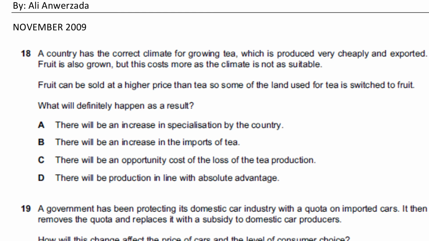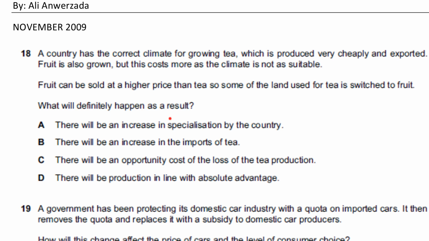This is November 2009, question number 18. It says a country has the correct climate for growing tea, which is produced very cheaply and exported. Fruit is also grown, but this costs more as the climate is not as suitable. So fruit can be sold at a higher price than tea, as some of the land used for tea is switched to fruit. So they have a comparative advantage in one good, but they're still producing more fruit because fruit is giving them a higher price.